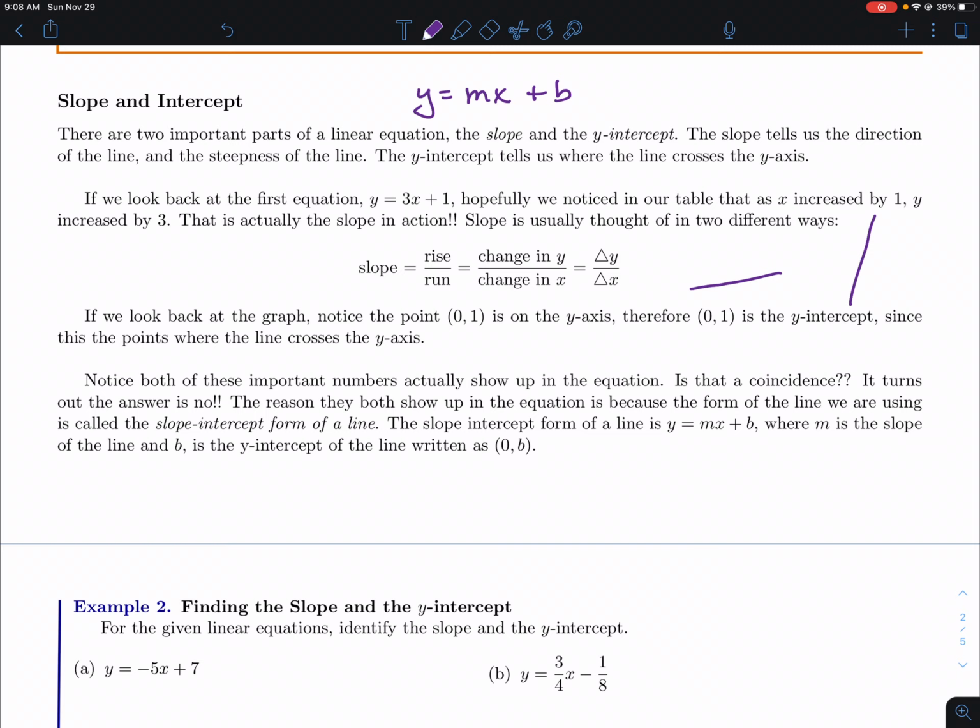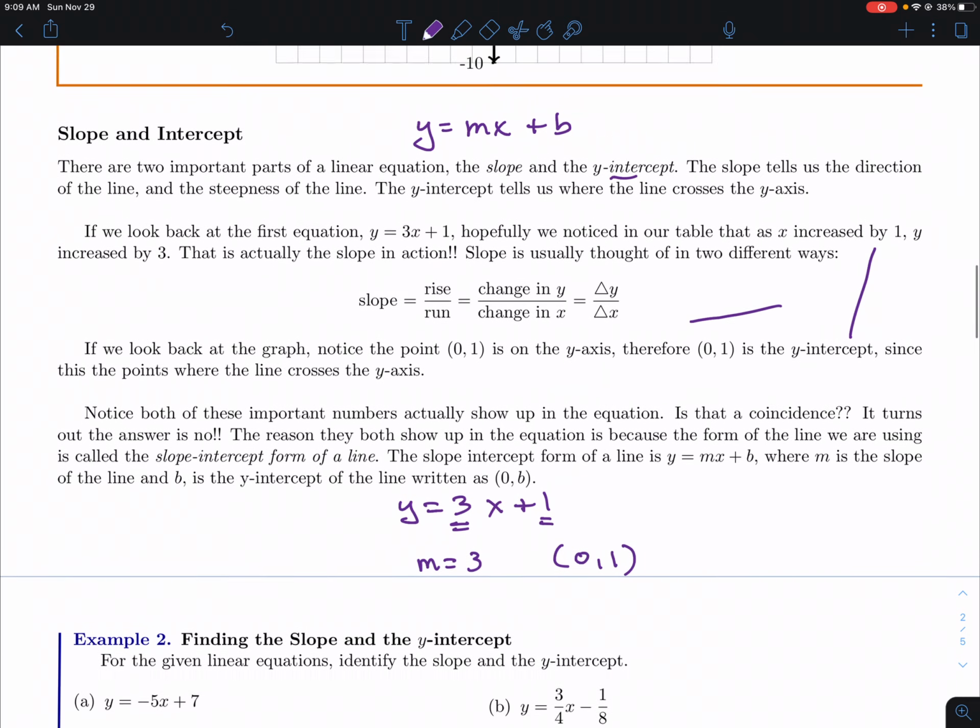And then the y-intercept is important because that's going to tell us where it crosses the y-axis. The nice thing is when you're in slope-intercept form, all that stuff is there to look at. So if I look at y equals 3x plus 1, the 3 is the slope, which we use the letter m for, and the y-intercept is the number that's added on, the b, but we always write that as an ordered pair.